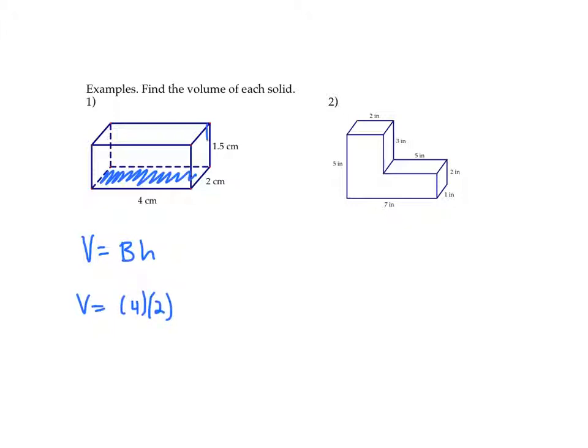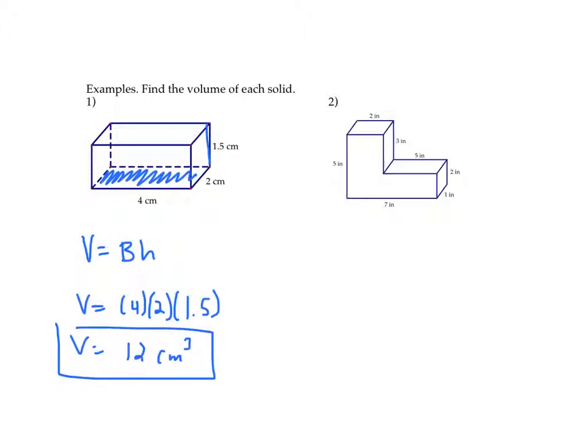Then the height of the prism is 1.5, so we're going to multiply by that height. So 4 times 2 is 8. 8 times 1.5 will give us 12 centimeters cubed. Now, in the second example, it's kind of an odd shape, but what you do when you have a different shape is see if you can divide it into 2 or 3 or 4 separate prisms. So if I just put this line right here, then we have the prism on the left, which I'm going to call number 1.